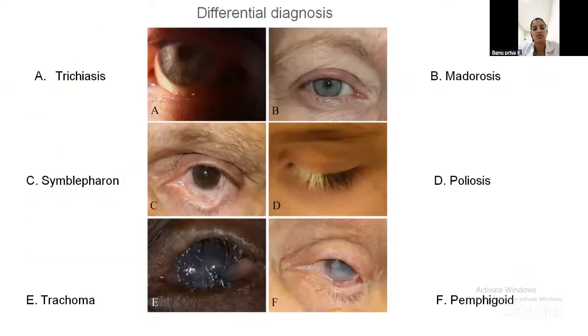So here is the differential diagnostic picture. The first picture is trichiasis, a misdirected eyelid. Madarosis is the second picture, where the loss of eyelashes is seen. Symblepharon is nothing but the eyelid attachment to the bulbar conjunctiva. In poliosis, the discoloration of the lashes is seen, and trachoma is a leading cause of blindness, caused by chlamydia trachomatis bacterial infection.